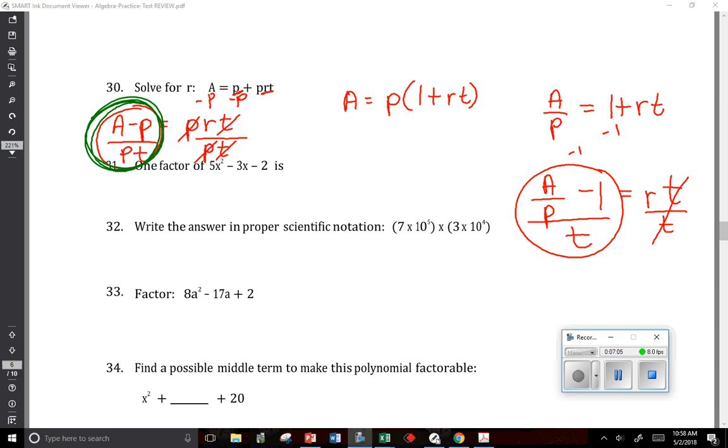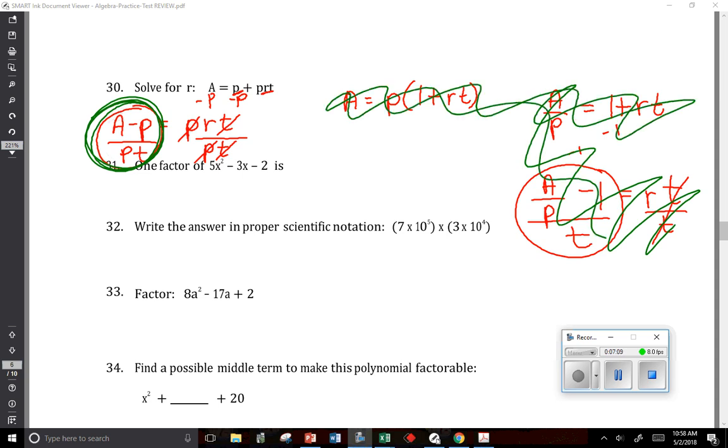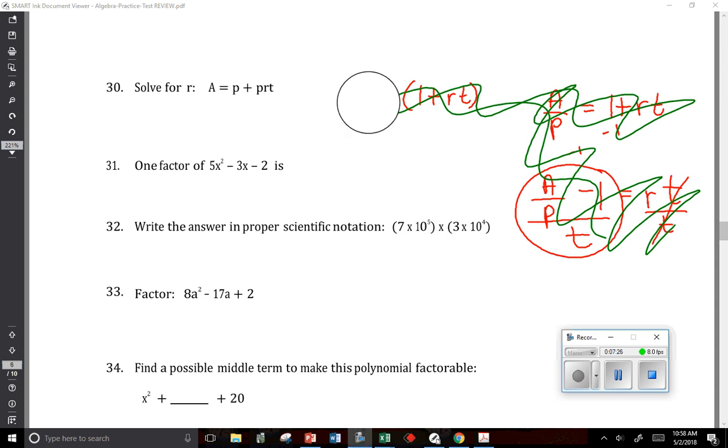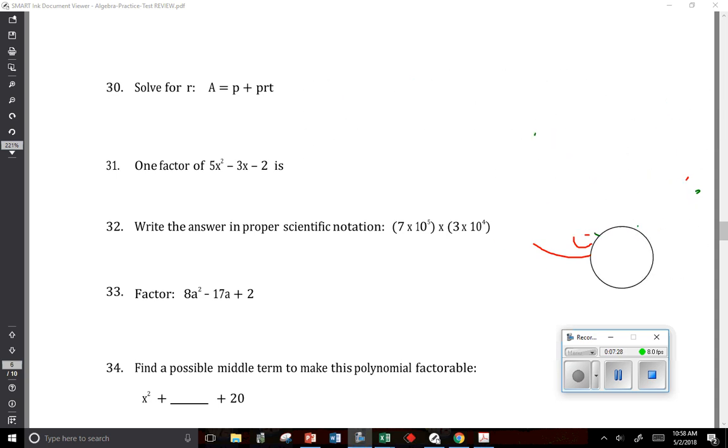I'm back on 30 because I erased it. So the first thing we did, what did y'all tell me to do? Subtract p. So we had a minus p equals prt. And then all we did was divide by p and t. And so this was the real answer. Blake, is that better? Is that okay? That's all you needed.